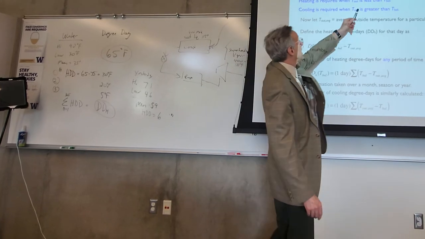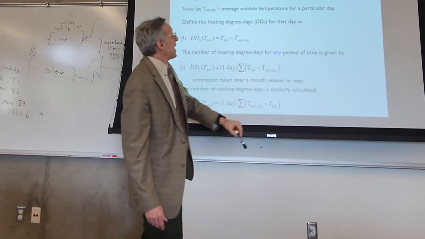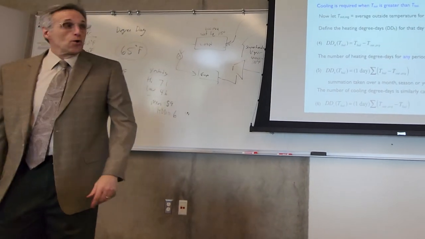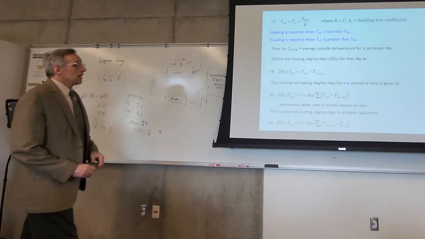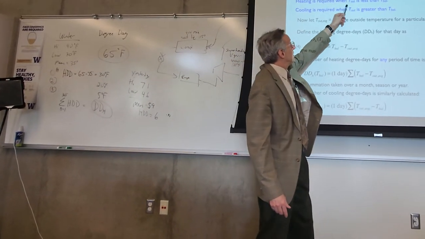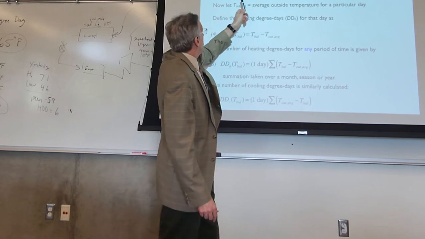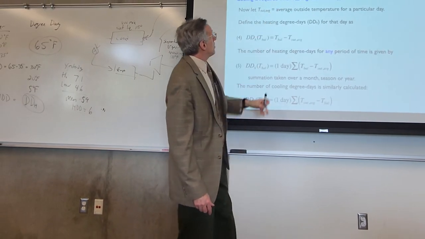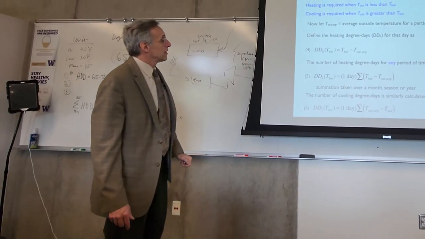And so you just take the UA and replace it with K. It's called the building loss coefficient. And then heating is required when T_out is less than the balance point, and cooling is required when T_out is greater than the balance point.